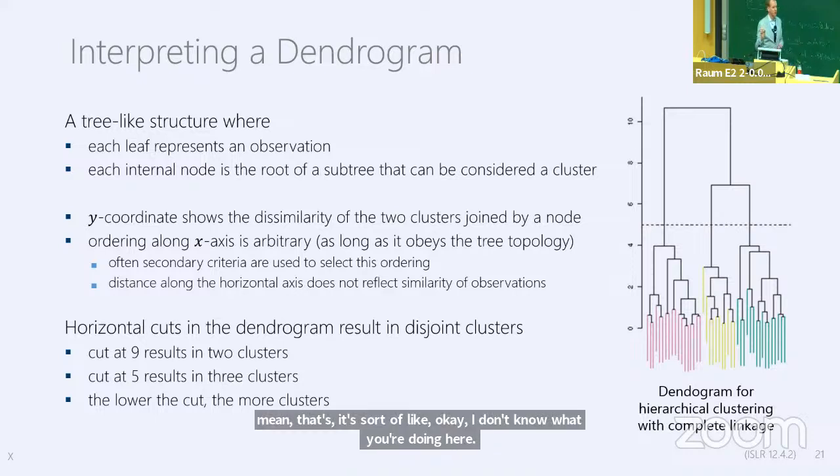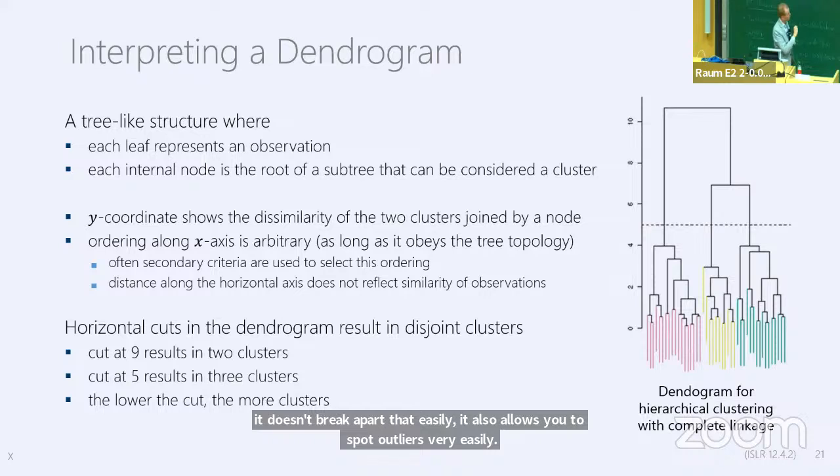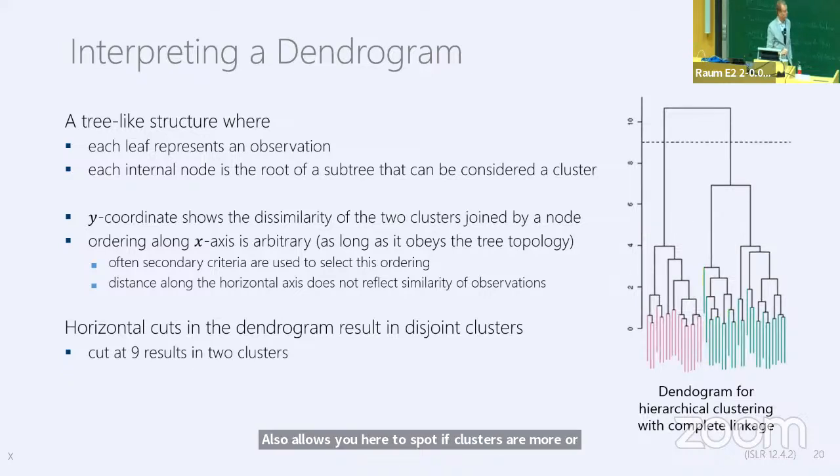So hierarchical clustering is not only robust against outliers, right? Rather than brittle, it doesn't break apart that easily. It also allows you to spot outliers very easily. It also allows you here to spot if clusters are more or less similar. Let me go back to the two clusters. I kind of already gave the answer a minute and a half ago, but which of those two clusters is, let me call it, more compact? In the sense that the data points are more similar within the one cluster than the other. So which of the two is the more compact cluster, would you say?